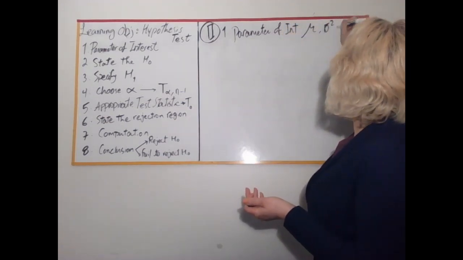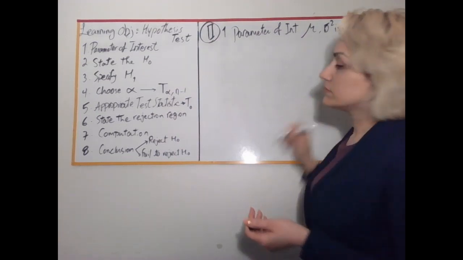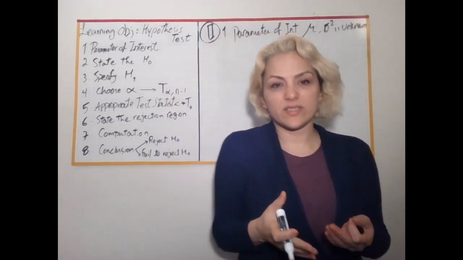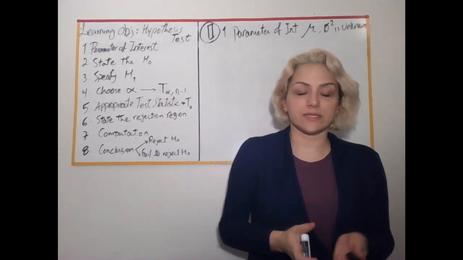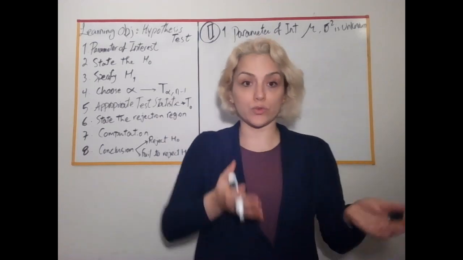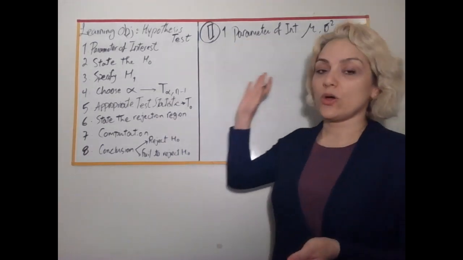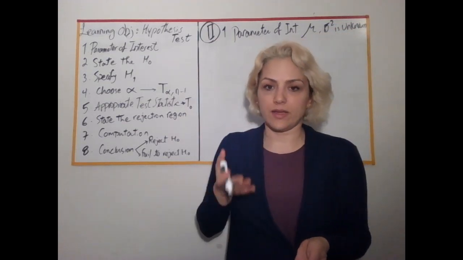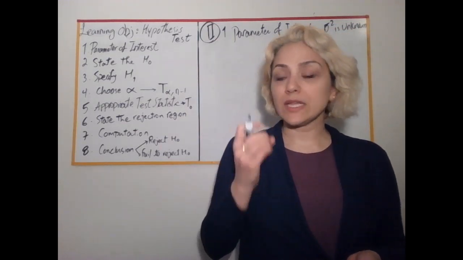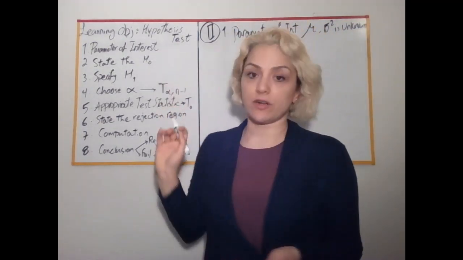and sigma squared is unknown. So when sigma squared is unknown, it's the same as saying that sigma is unknown as well, because one is variance, the other one is the square root of the variance, which is the standard deviation. So I can say sigma squared is unknown, or even sigma is unknown. Both are the same. So we have the first step, which is the parameter of interest.